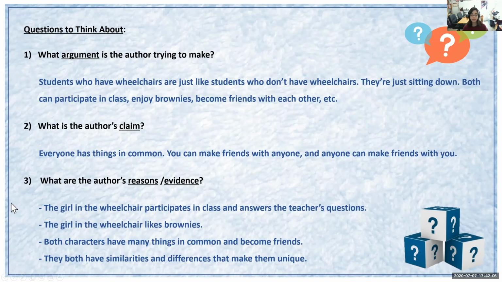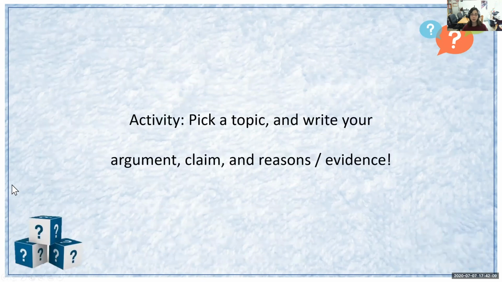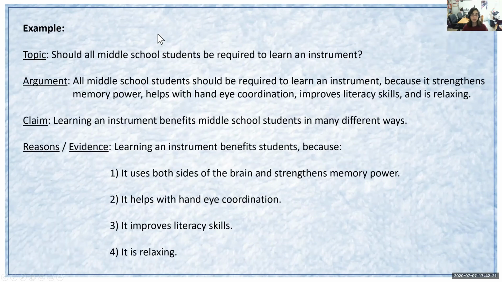All right, so for our next activity, you get to pick your own topic and write your argument, your claim, and your reasons and evidence. So I'm going to give an example. If my topic was, should all middle school students be required to learn an instrument? Then my argument, which is my claim plus my reason and evidence, might look something like this. All middle school students should be required to learn an instrument. So notice that I am taking a stance here. And then I provide my reasons. Because it strengthens memory power, helps with hand-eye coordination, improves literacy skills, and is relaxing.